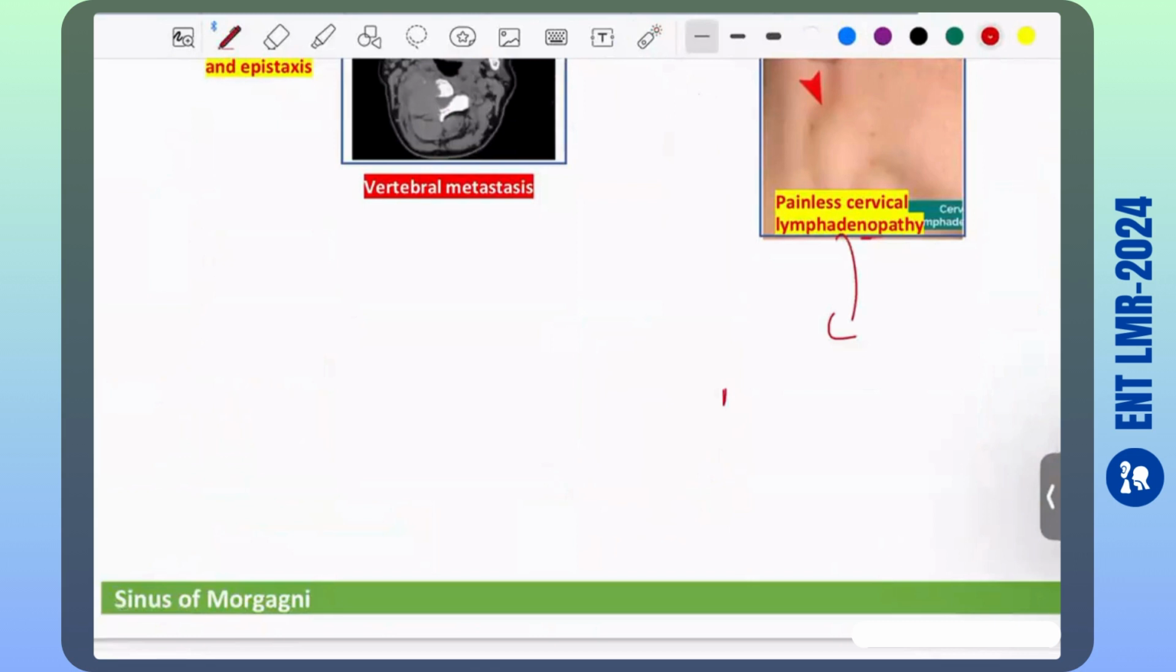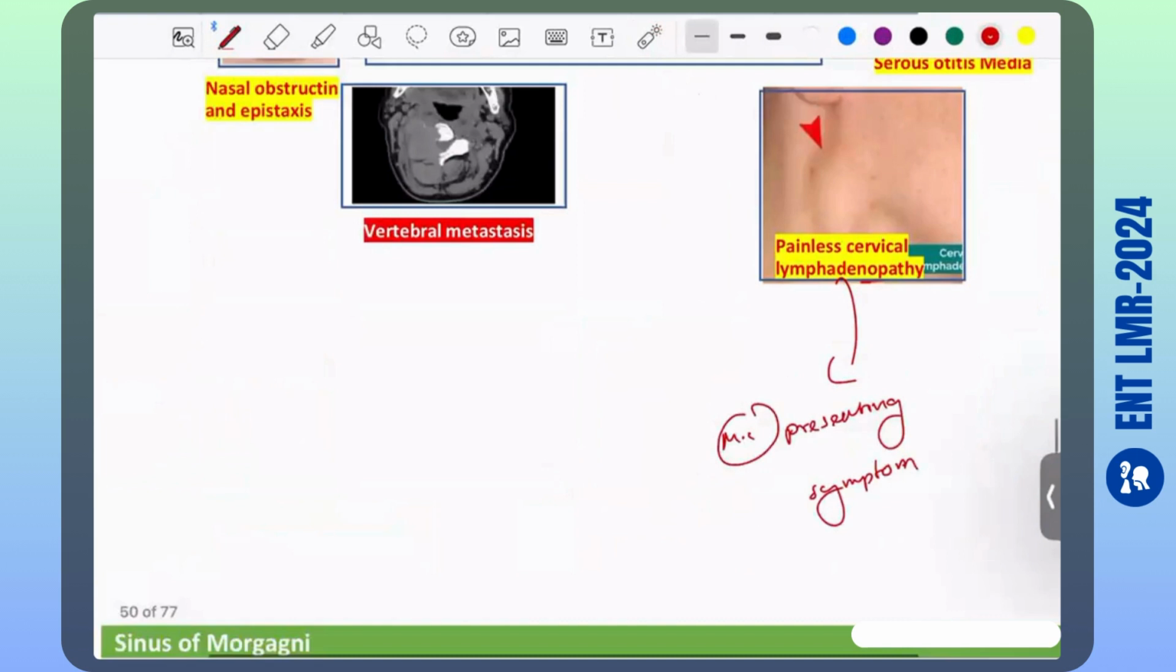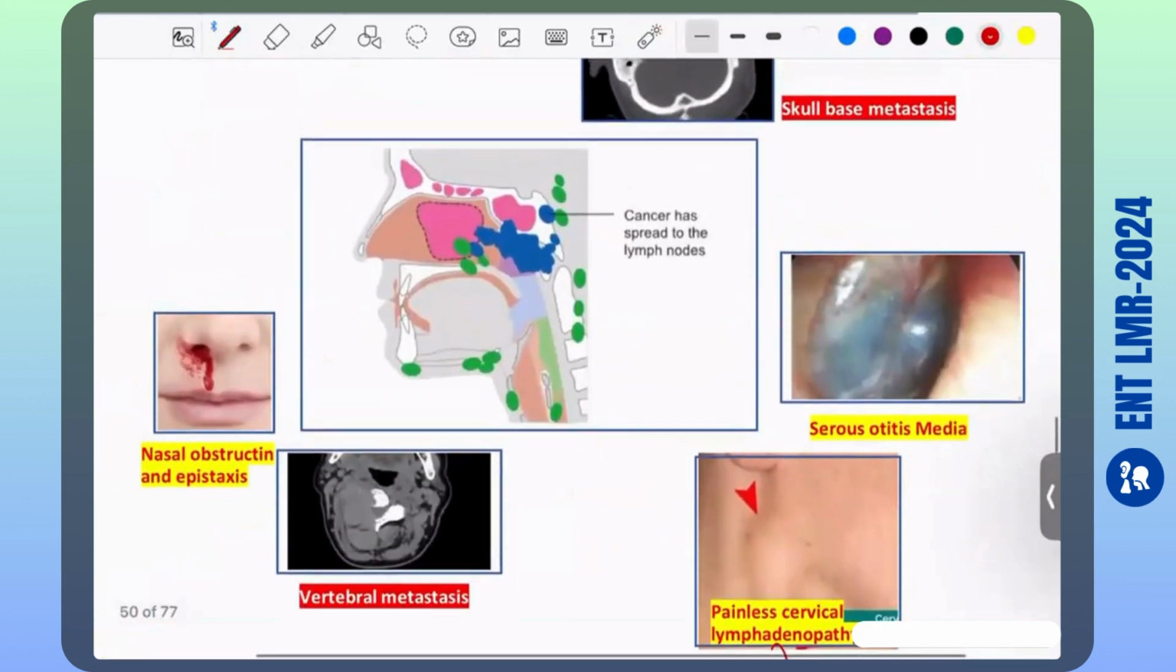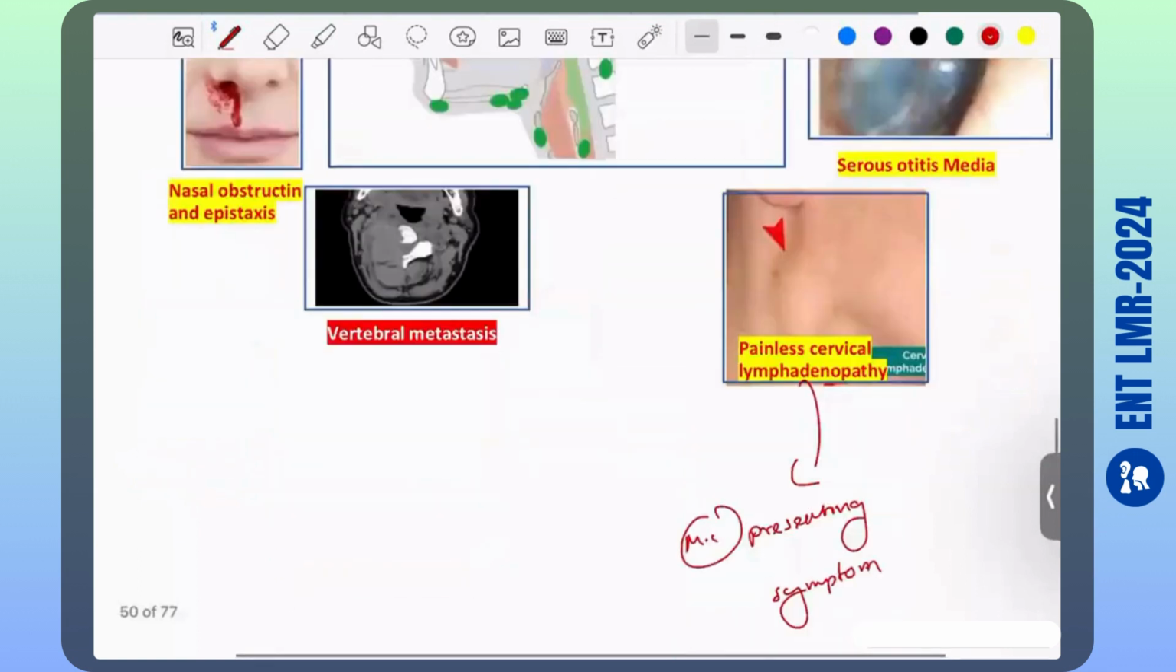The most common presenting symptom is painless cervical lymphadenopathy. Then the lateral wall, it could block the eustachian tube, as I have told you already, causing serous otitis media. The causes are two: in children, adenoid hypertrophy; in adults, carcinoma nasopharynx. So carcinoma nasopharynx could cause serous otitis media, causing conductive hearing loss.